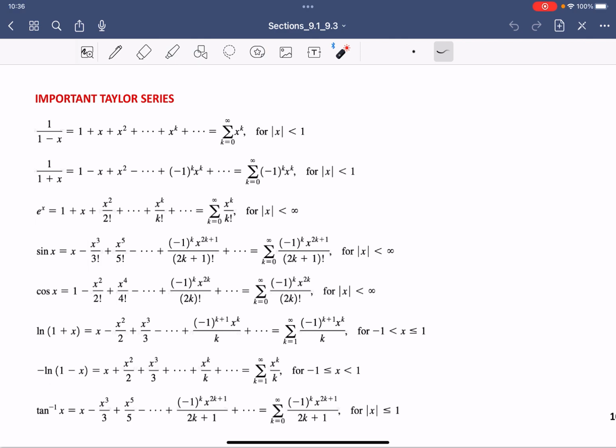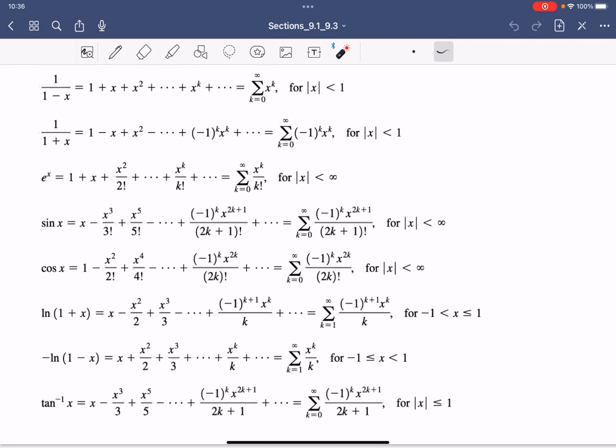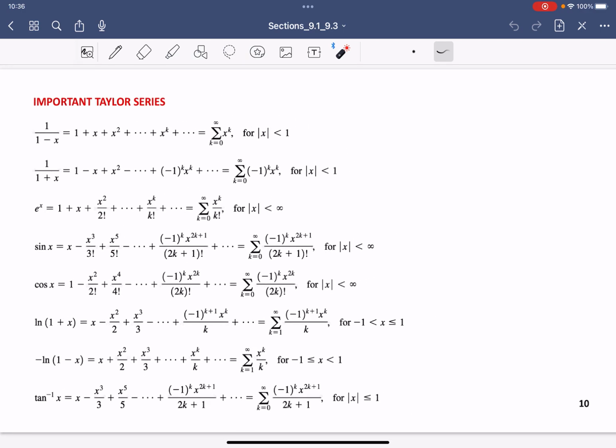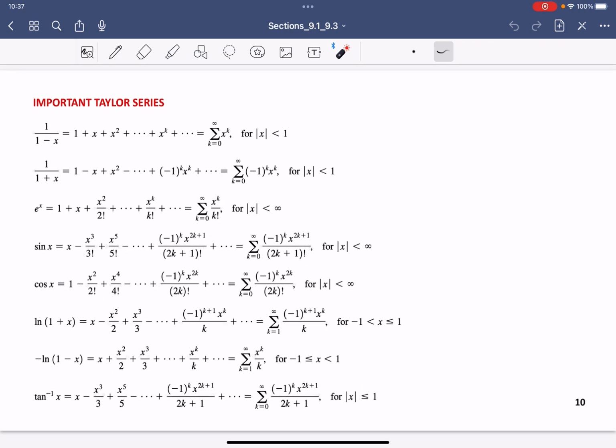So on page number 10, this is all the important Taylor series that you should see, because it's going to be very useful in the future. For each function here you can construct a Taylor series that corresponds to that function, and it's going to be useful later when you're trying to do something about sine, cosine, logarithm, or arctan, because you can do the Taylor series here. Okay, alright, so now let's try to do an example about the Taylor series.